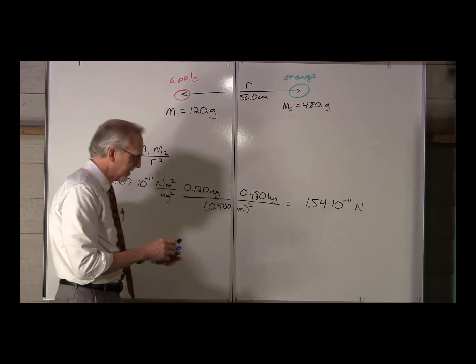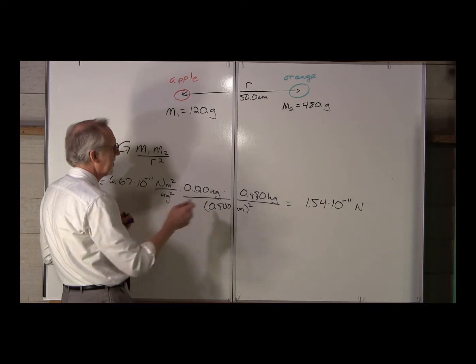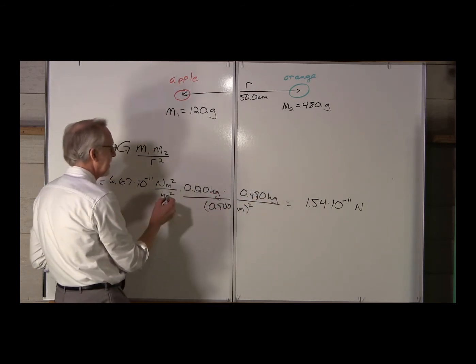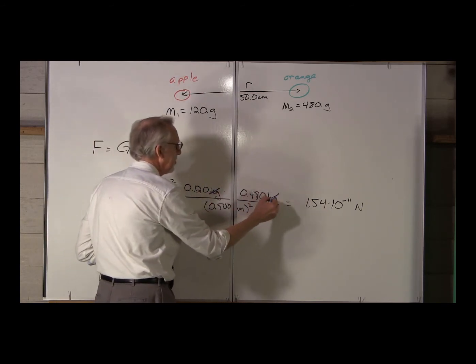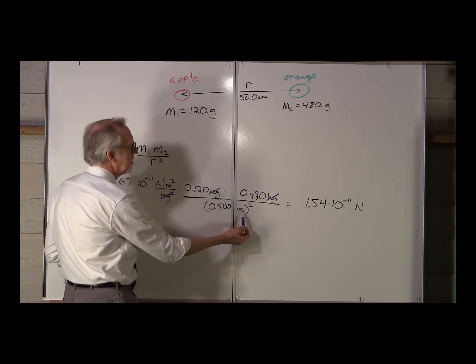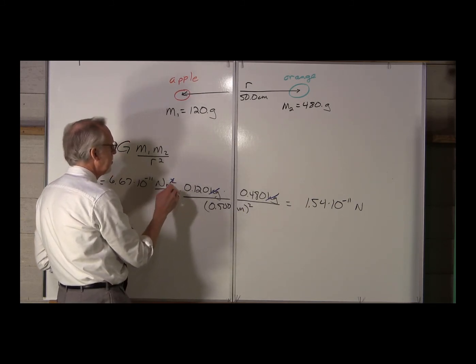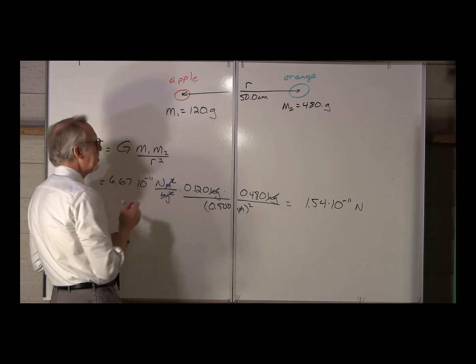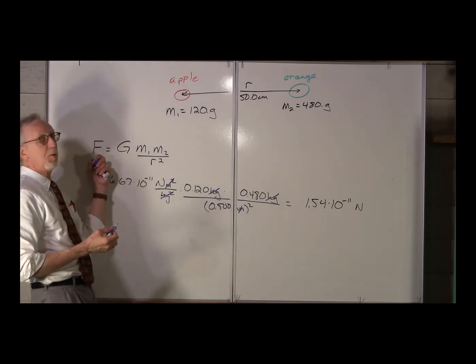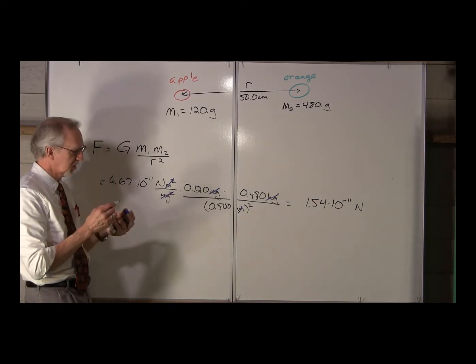Divide that out, let's notice the units, we've got kilograms times kilograms and a kilogram squared in the denominator, they cancel. We have meters squared and a meter squared in the numerator, they cancel, and we end up with units of newtons, which is what we would hope for in terms of a force.